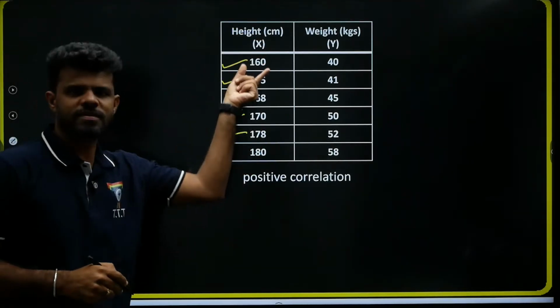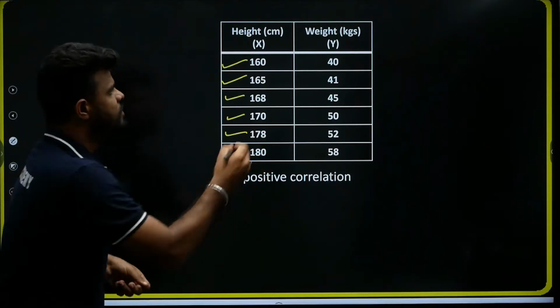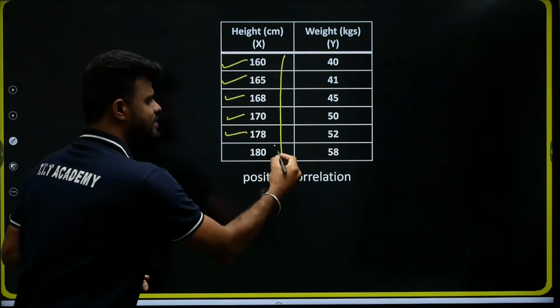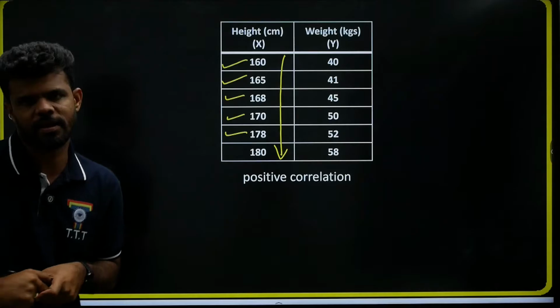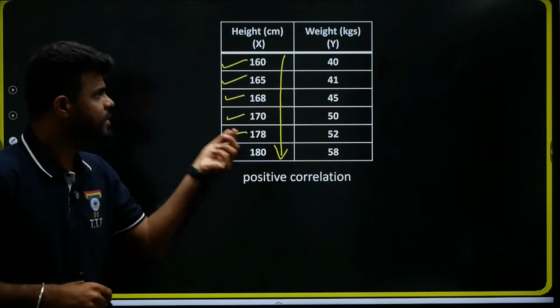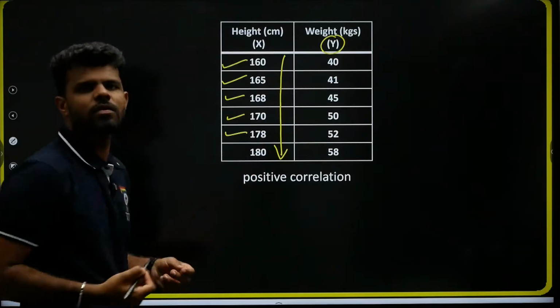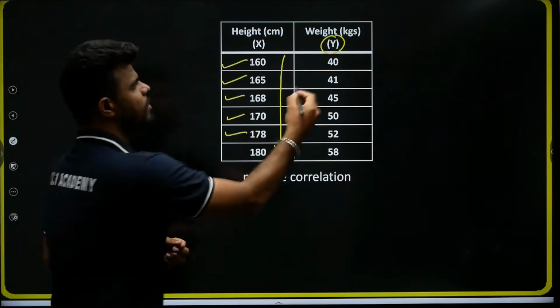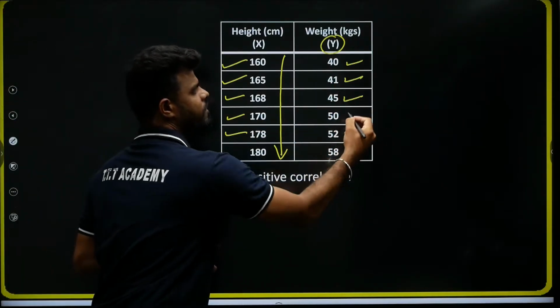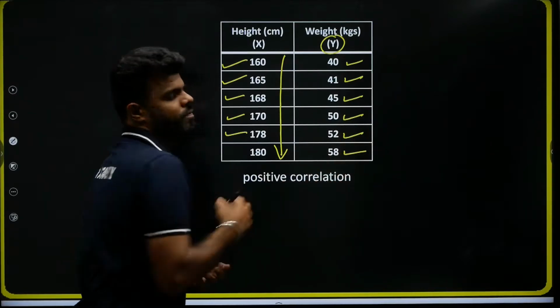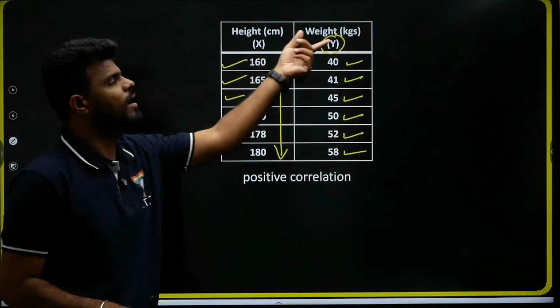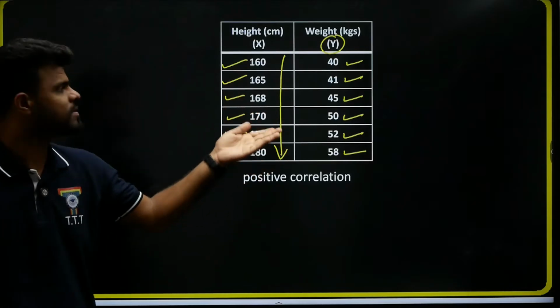Observe the first variable, that is called the x variable. The x variable is increasing in the upper direction, that is increasing order. Similarly, if you observe the second variable, that is the y variable, here the weight is also increasing, that is 40, 41, 45, 50, 52, 58. The height and weight of each person is given in the data.